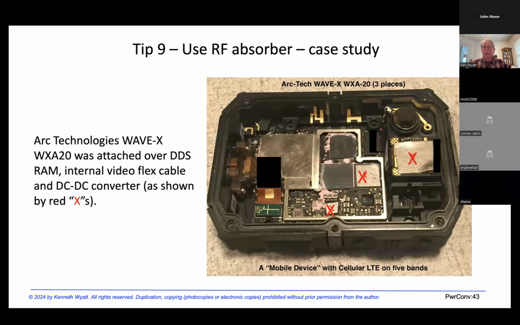But I used that. This was a body-worn device that I had a hand in, and there's a video camera on it, and let's see, the video flex cable, I put a patch over the video flex cable. That's the rightmost patch there with the X. I put one on the DDR RAM package, and the small one was placed over the power management IC, the PMIC.